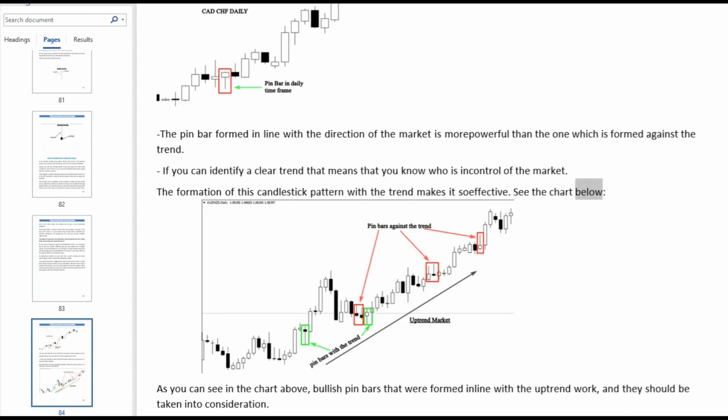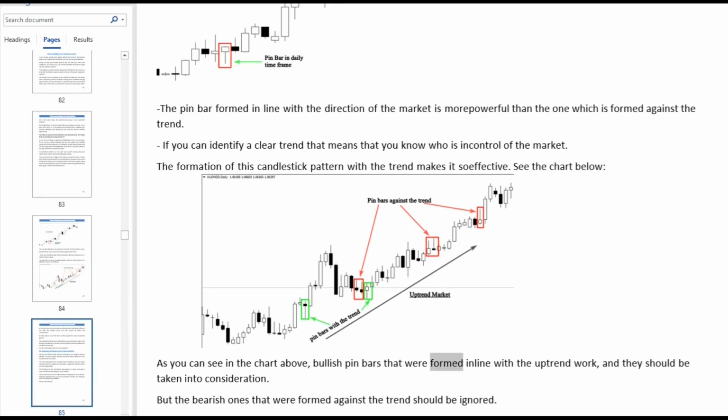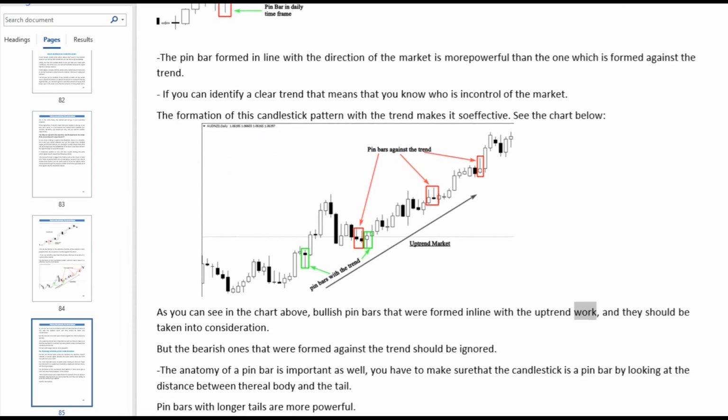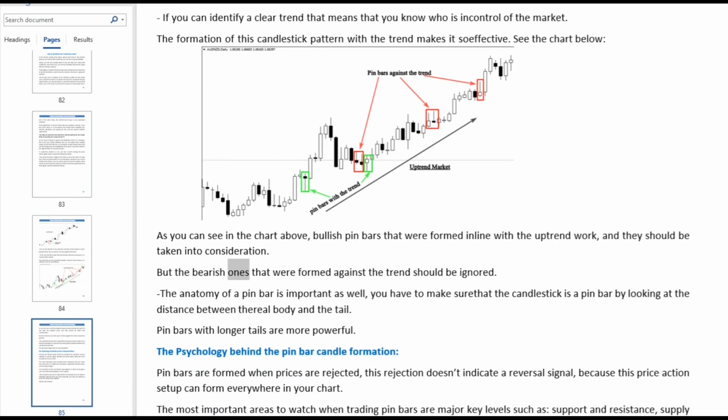See the chart below. As you can see in the chart above, bullish pin bars that were formed in line with the uptrend work, and they should be taken into consideration. But the bearish ones that were formed against the trend should be ignored.